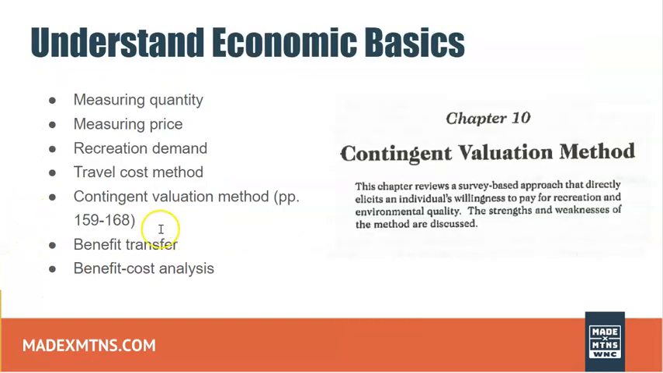Okay, so the pages that I'm covering in chapter 10 are pages 159 to 168. And we're looking at something called the contingent valuation method, which is what's called a survey-based approach that directly elicits willingness to pay for recreation.